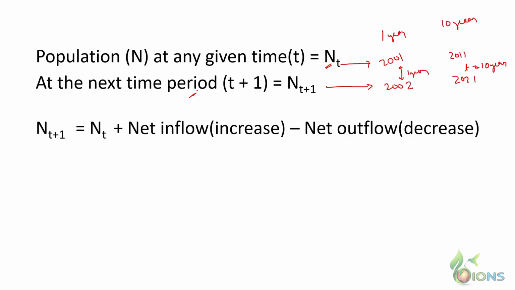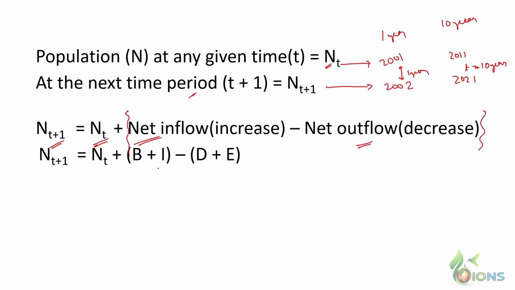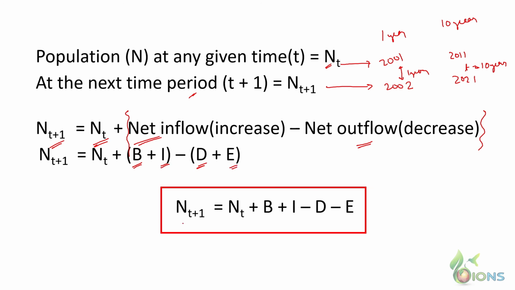So if we count Nt+1, that is the change of population over time, then we will see what the initial population was and the net change, that is net inflow plus net outflow. So this is the net change that happened to the population. If we show that in a shortened format, it will talk about the number of births, the number of deaths, the number of immigrants, the number of emigrants. So if we count that, we will find this particular formula. This can be used to answer questions which ask about the change in population over time, where the number of births and number of deaths are given.